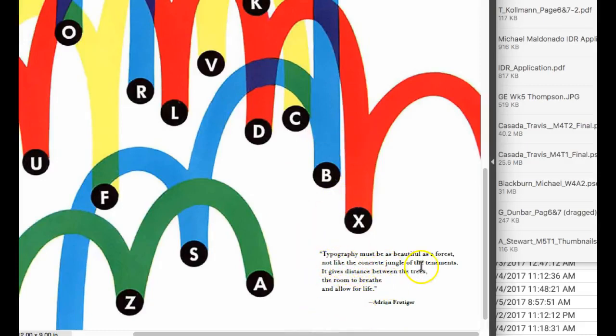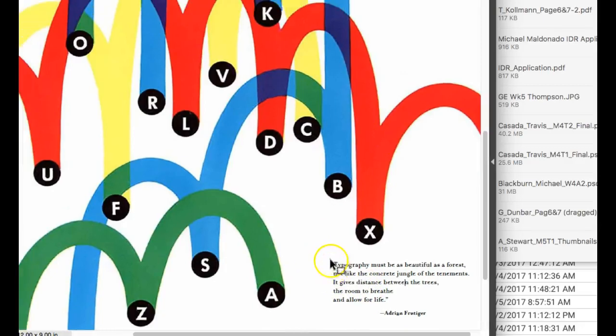Plus, you've doubled up these two lines up here, so it would make sense. "Not like the concrete jungle of the tenements, the room to breathe and allow for life." You see what I mean? They have the same cadence. Therefore, I would move that line up there. Change this to Univers. Make sure you get that quote hung.